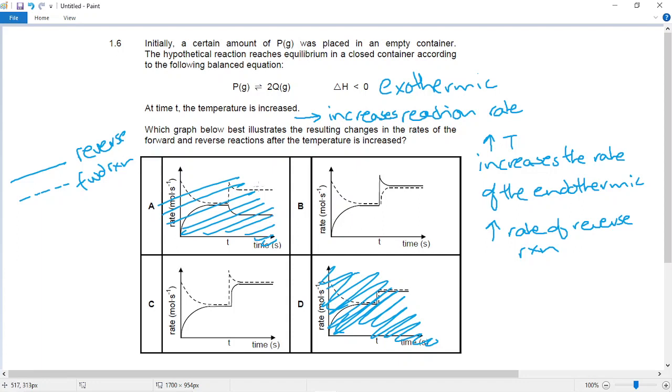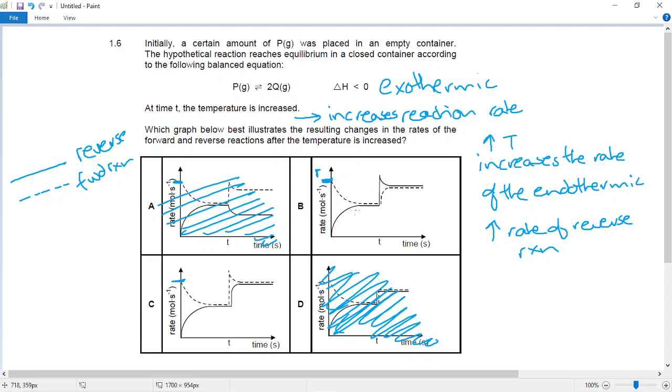So whatever's in a high concentration at the beginning, like this P over here, if you have a look here, this is the high rate at the beginning. Sorry, it's not a concentration graph. The high rate at the beginning will always be the thing that there is initially a high concentration of, which is the P. So this one must be very fast, the forward reaction. So the dashed line is the forward reaction.